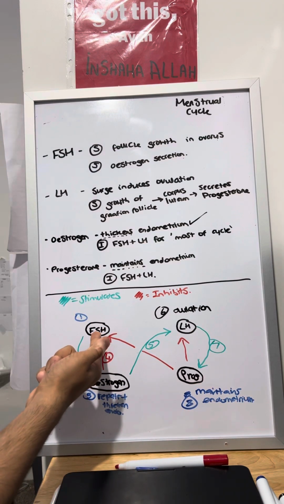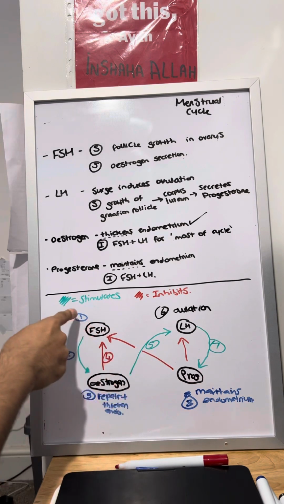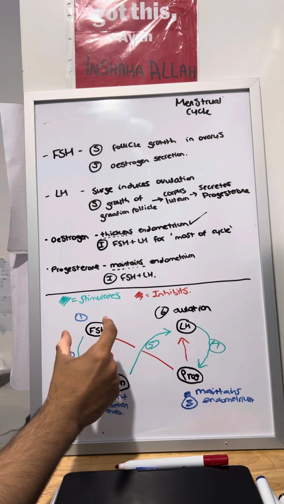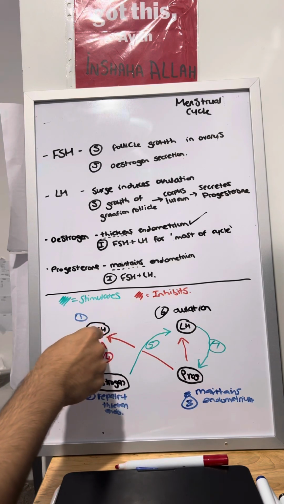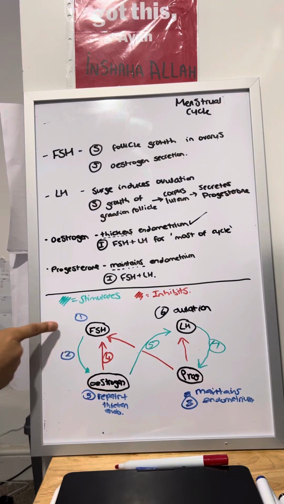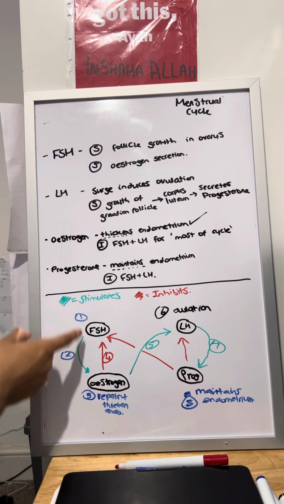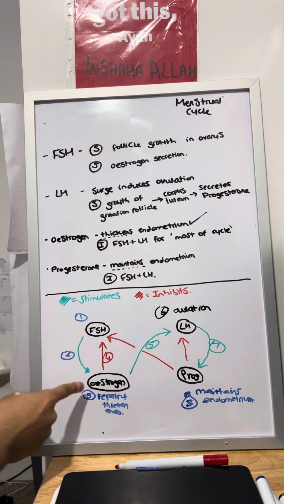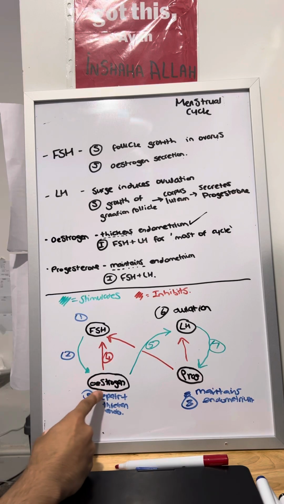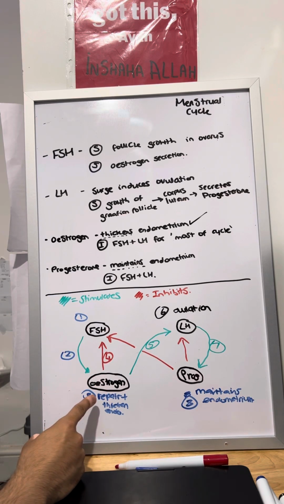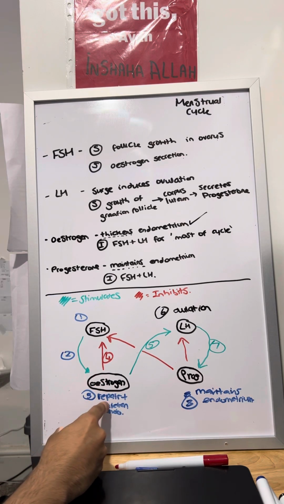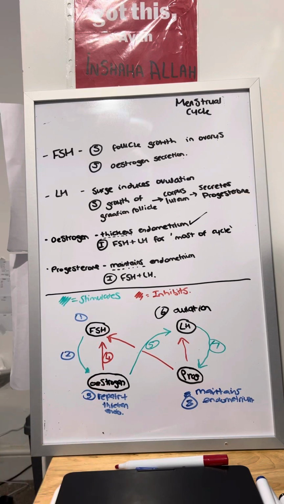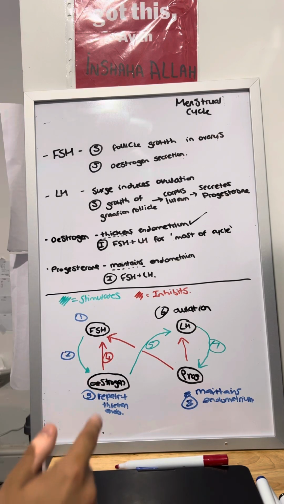So FSH, being the follicle stimulating hormone, is the first step. This causes the stimulation of estrogen because FSH, like it says, stimulates estrogen. That's step 2. Now estrogen has been stimulated and secreted, and that's step 3. The whole purpose of estrogen is then to repair and thicken the endometrium.